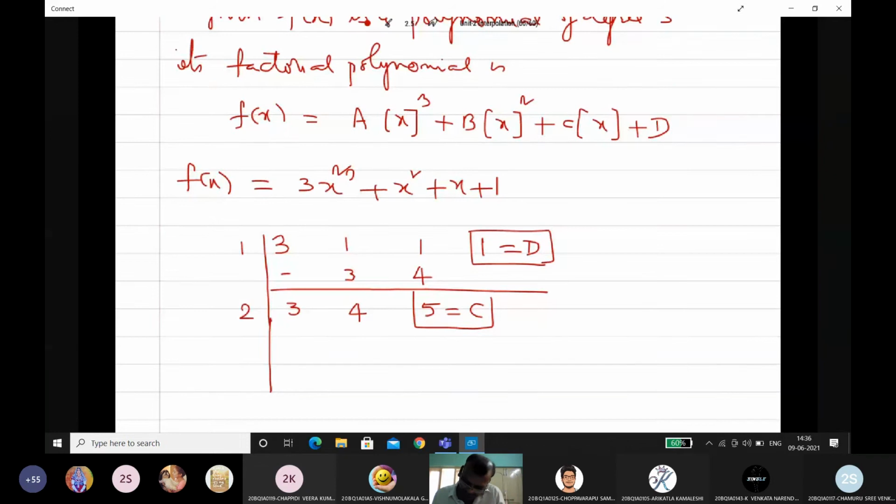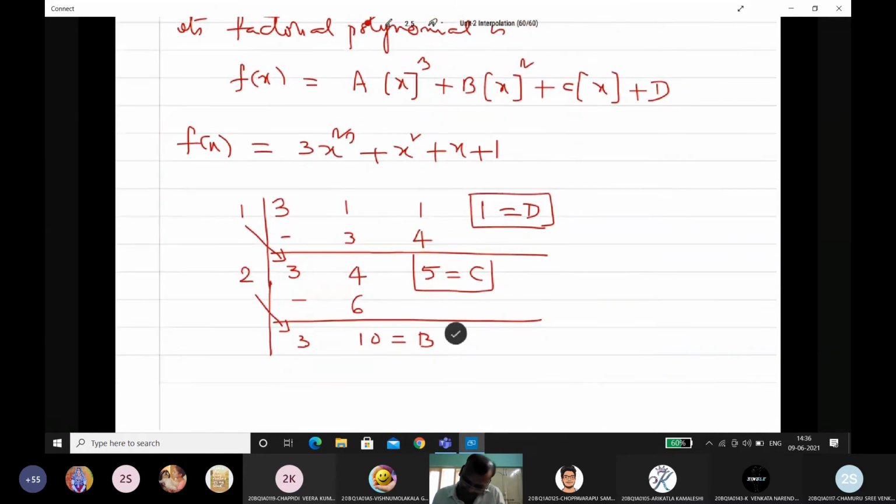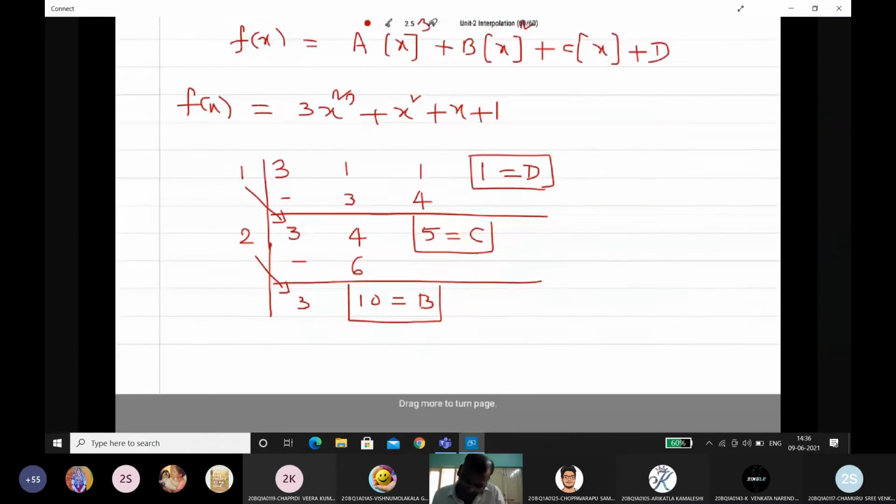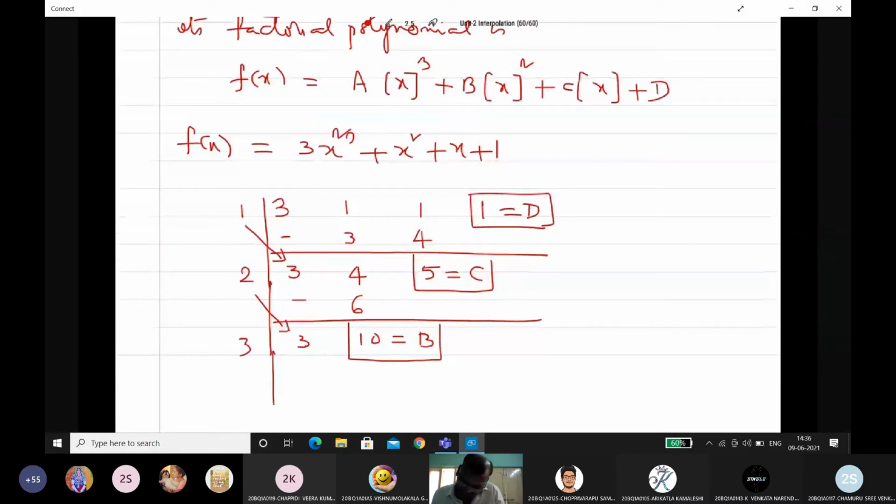Next, 1 is over. Next 2. First 3 dash 3. Do you remember that we changed 2 3s to 6 the other day? 2 3s, 6. Then 10. This is equal to B. Right? Then next, 3 dash 3. This is equal to A. These are the values of A, B, C, D.